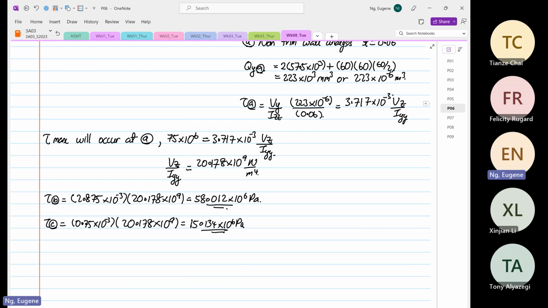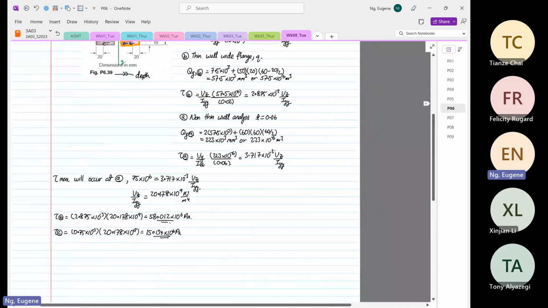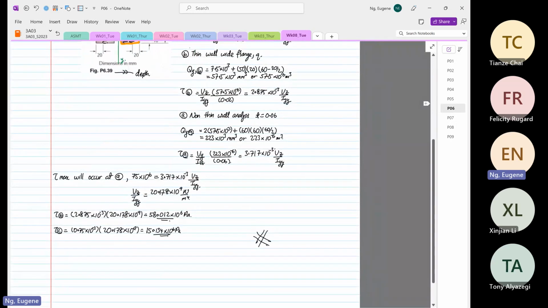So as I said, you have to be careful if we flip the direction. You realize that when you flip the direction, the maximum shear stress is at point A, no more at point B.